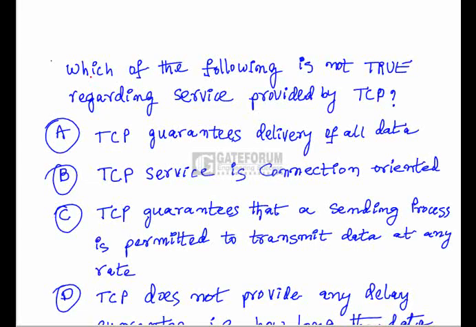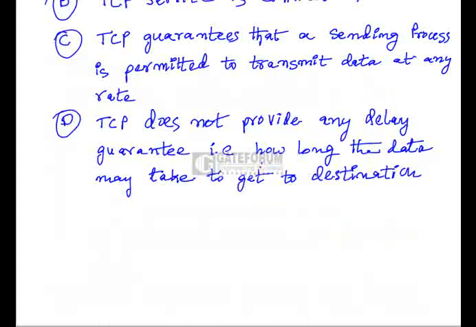Which of the following is not true regarding the service provided by TCP? Option A, TCP guarantees delivery of all data. Option B, TCP service is connection oriented. Option C, TCP guarantees that a sending process is permitted to transmit data at any rate. Option D, TCP does not provide any delay guarantee, that is how long the data may take to get to the destination. So these are the four options given.